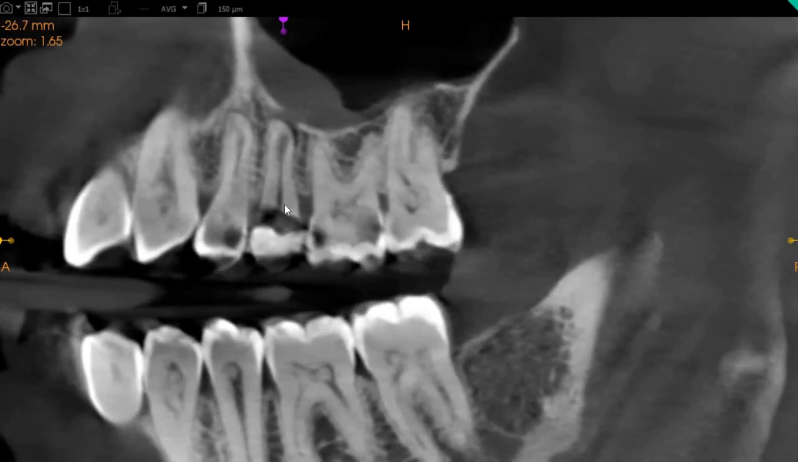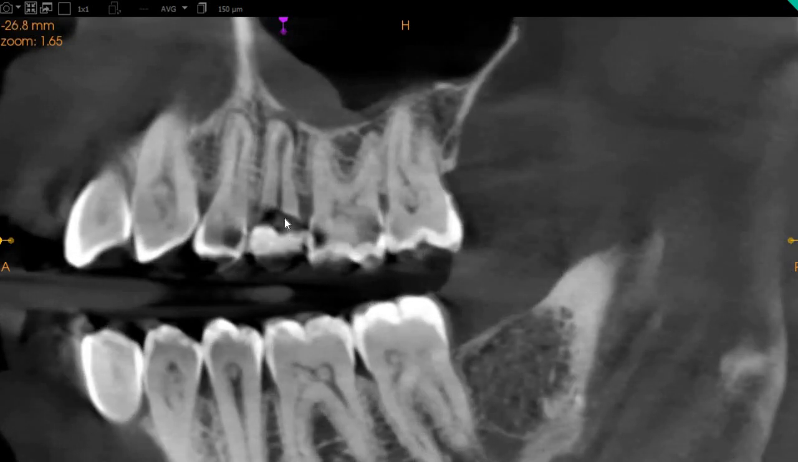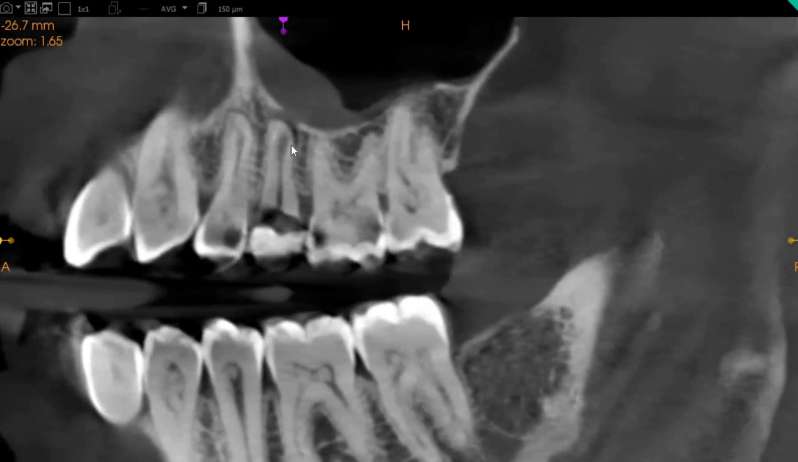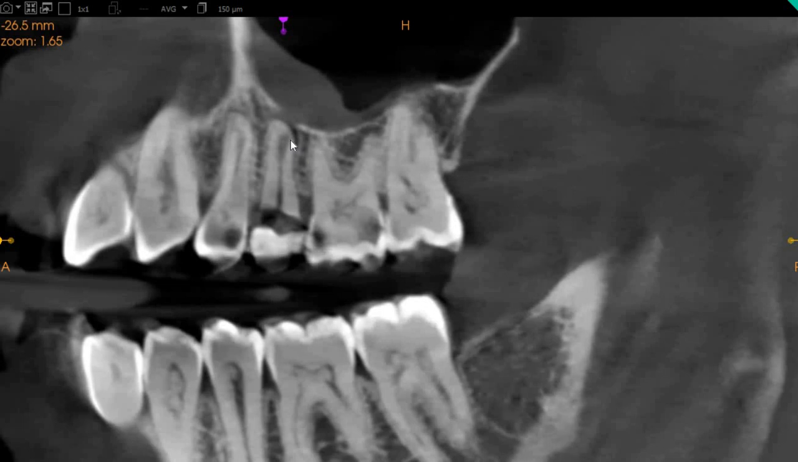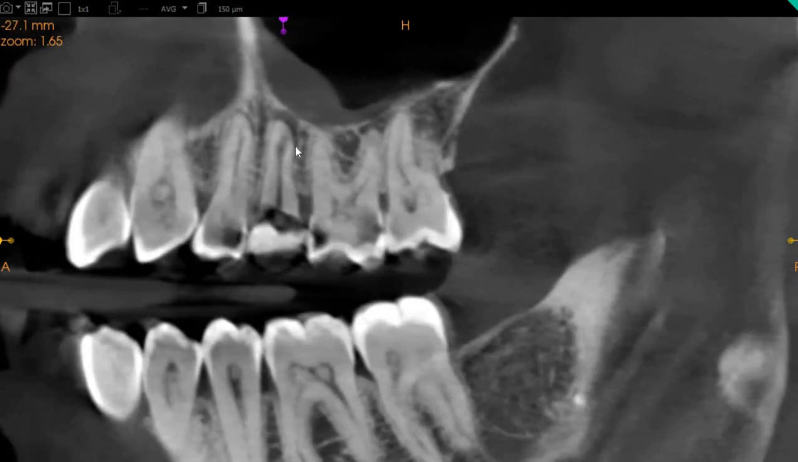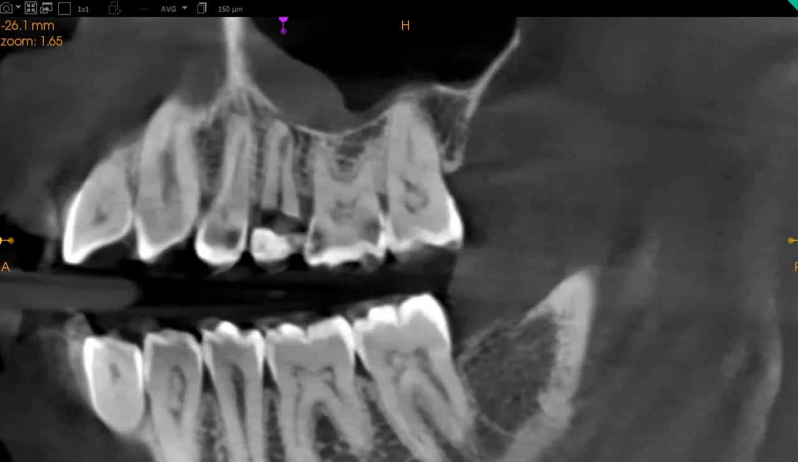This is the sagittal view. You can see very clearly that this is grossly carious, and this is where we could see a very wide perforation, but we will categorize this as a very wide apex in the upper left 5.